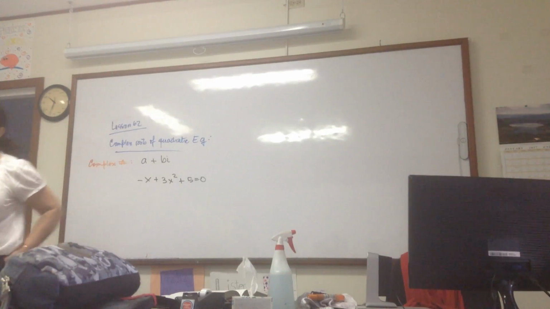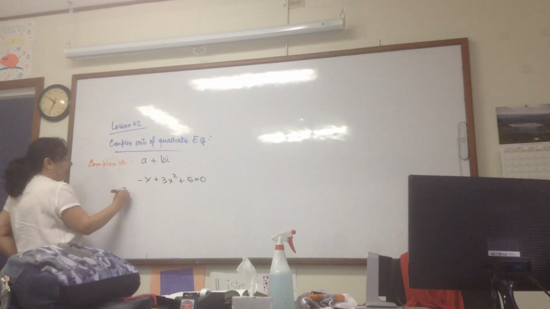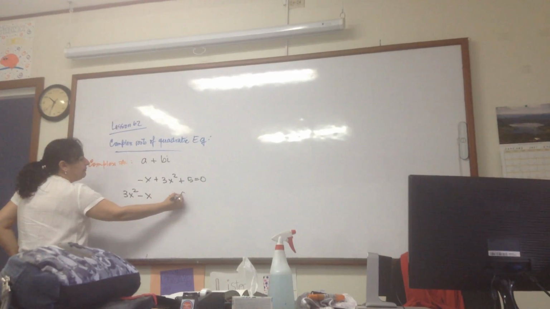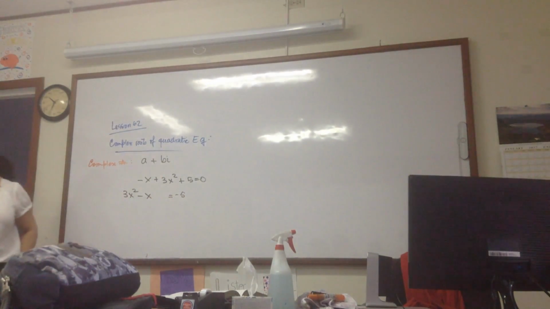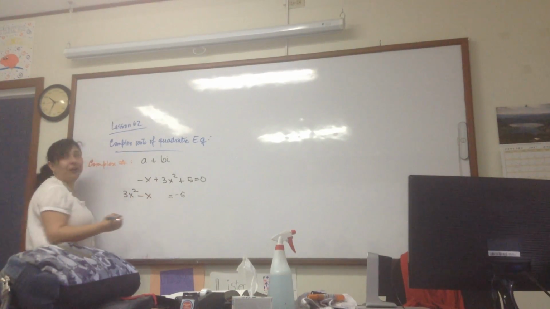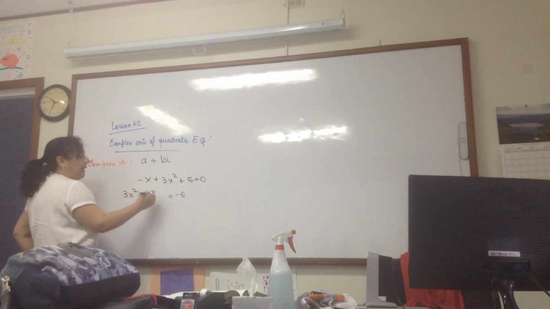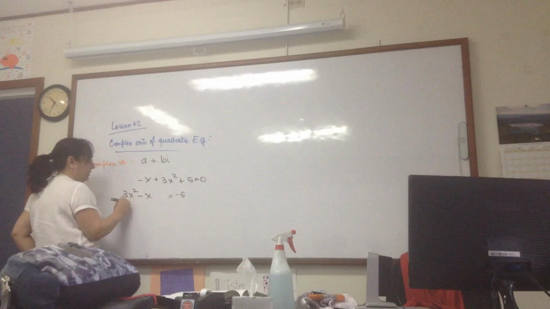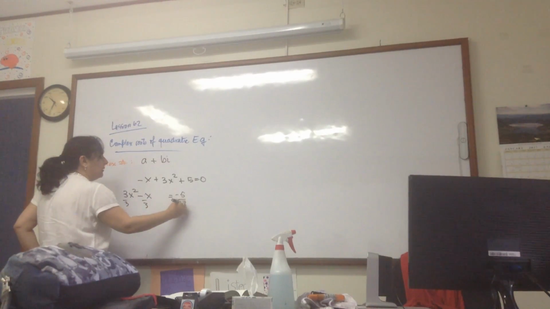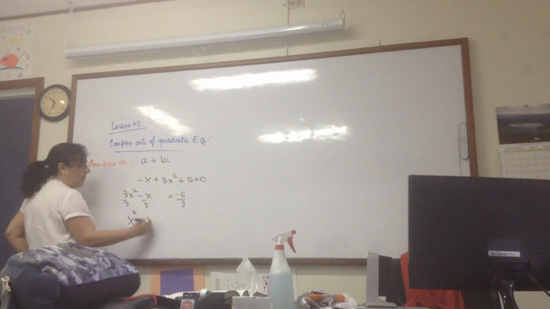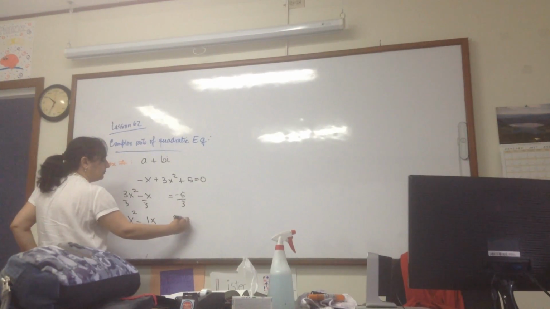Put it in order. Okay. So you would have 3x squared minus x equals minus 5 because you're going to complete the square. That's the way you've done it so far, right? Divide by 3. You have to divide everything by 3. So I end up with x squared minus 1 over 3x equals negative 5 over 3.